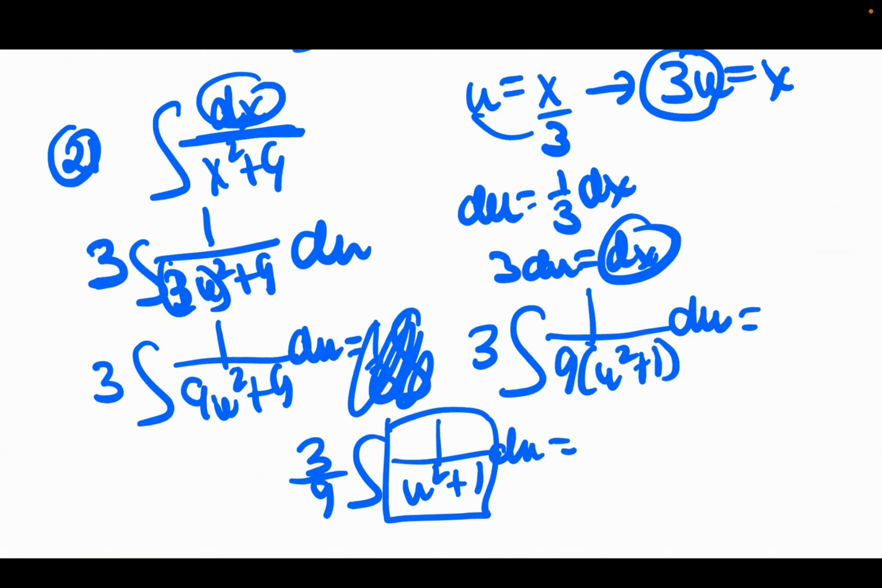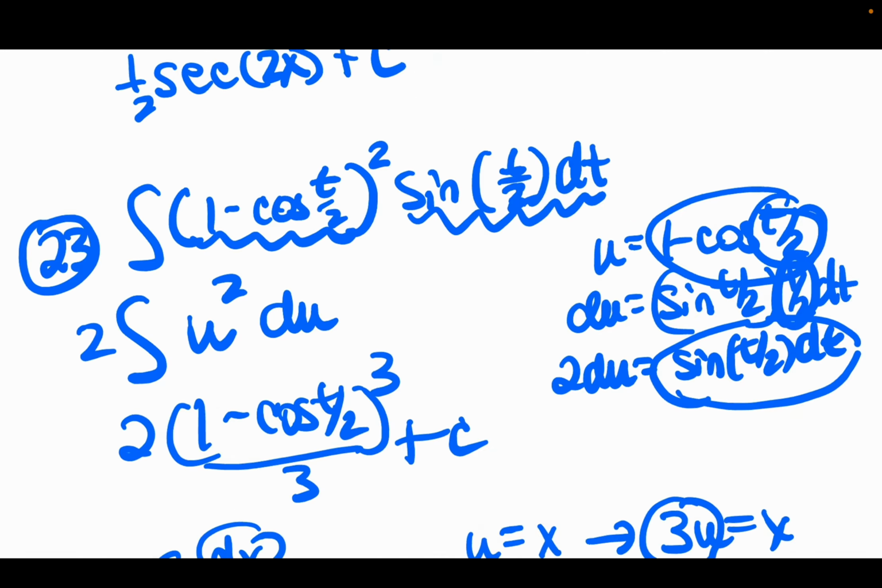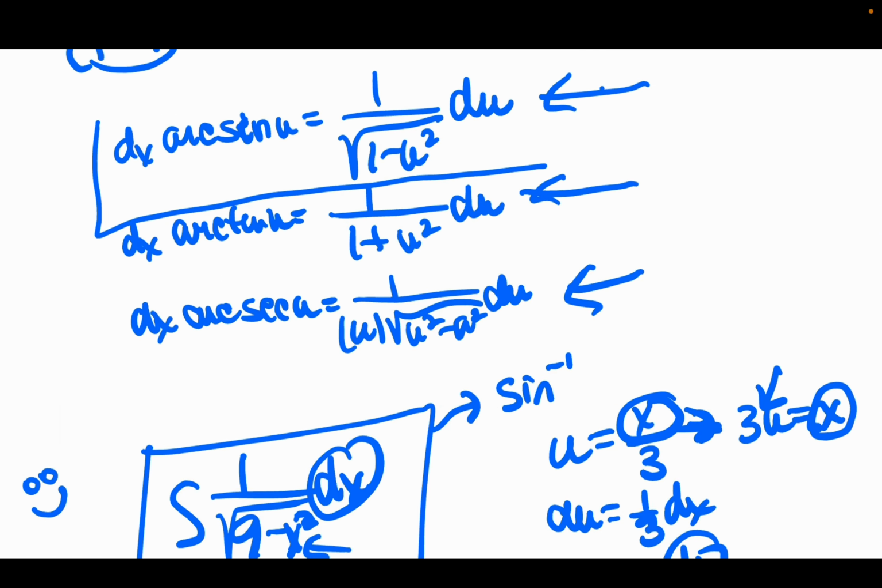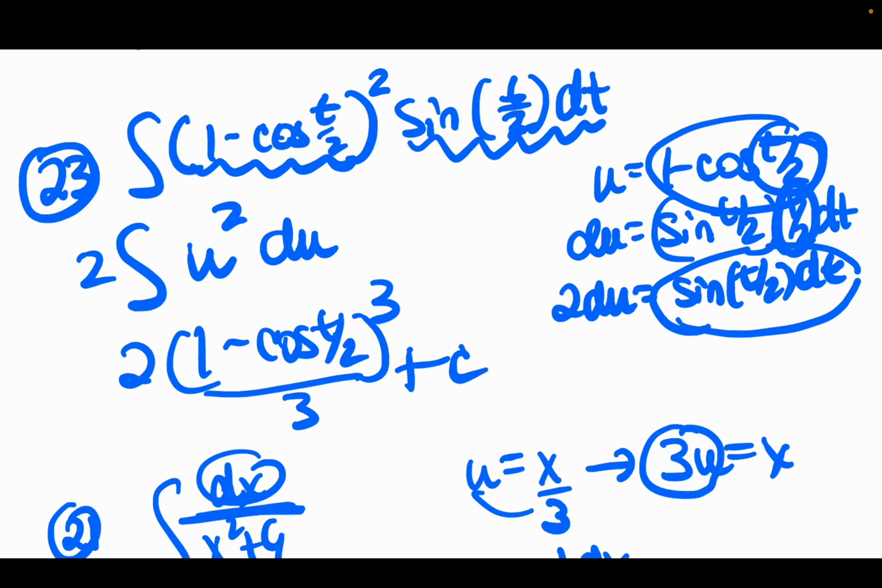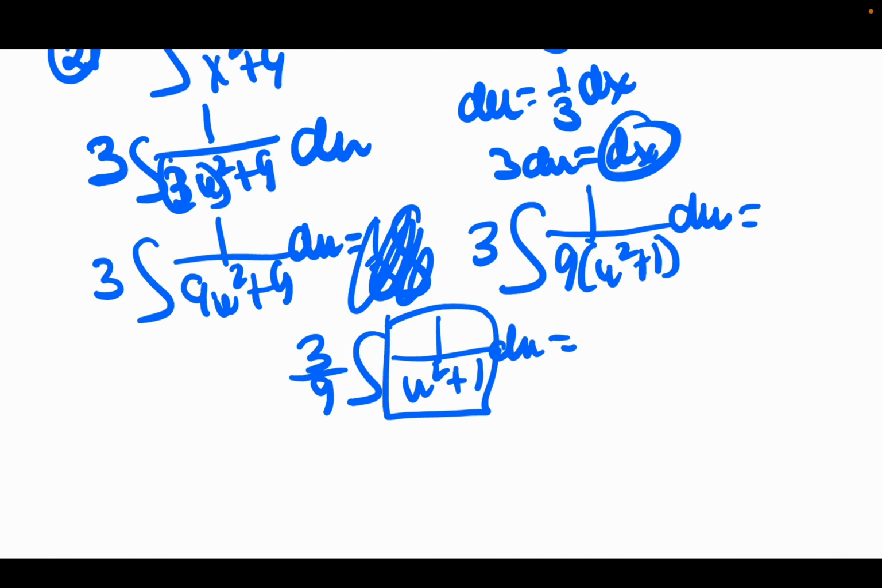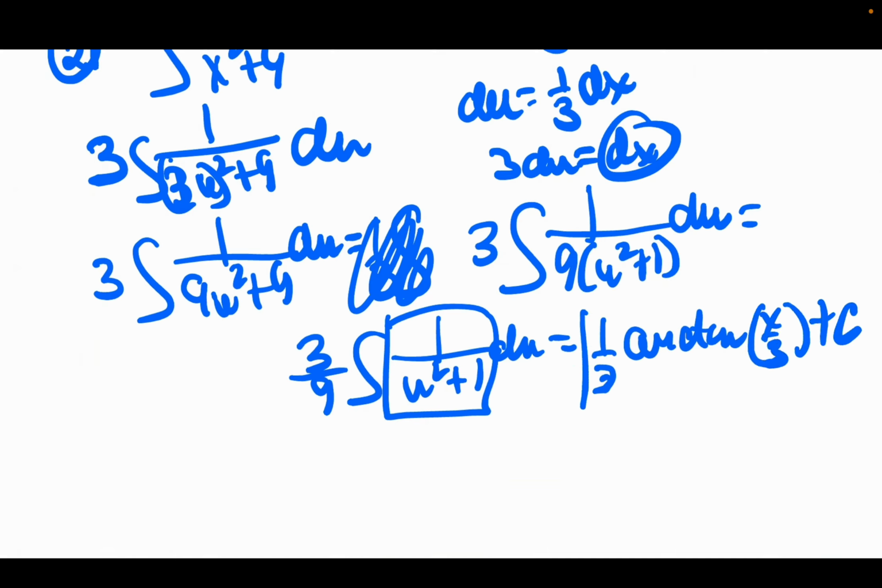It just still feels like we're stuck, but a long time ago you learned the derivative of tangent. Arctan was that. So that is arctan. So this gives me, after all that work, 1/3 arctan of u plus c. U was x over 3. So there's my answer for 21.